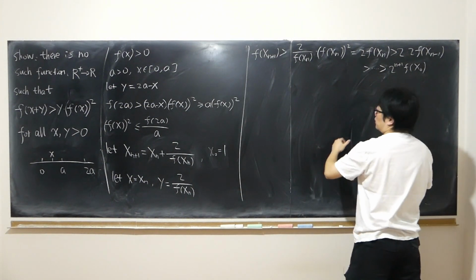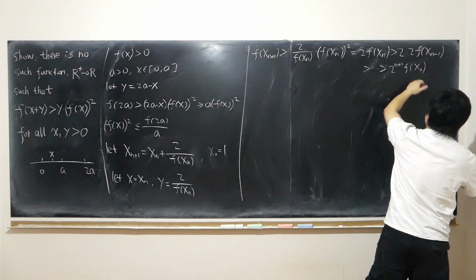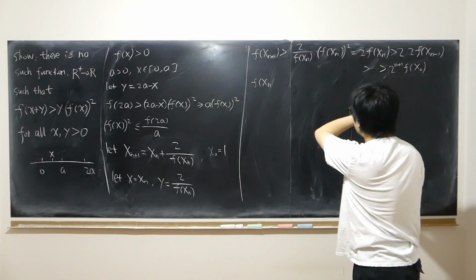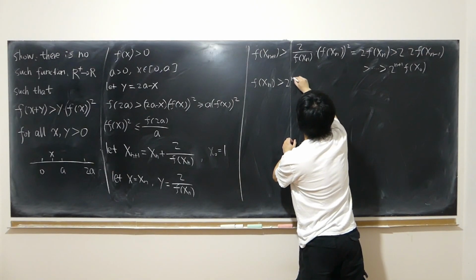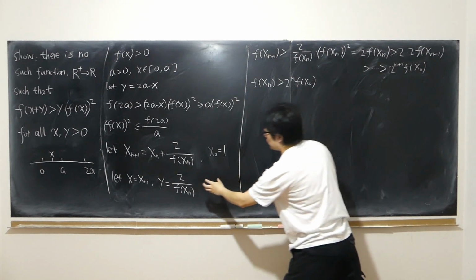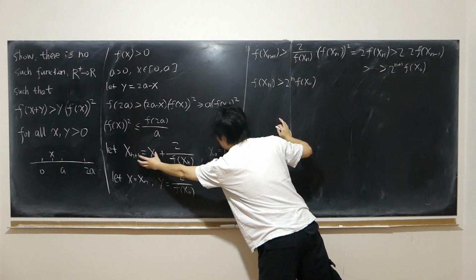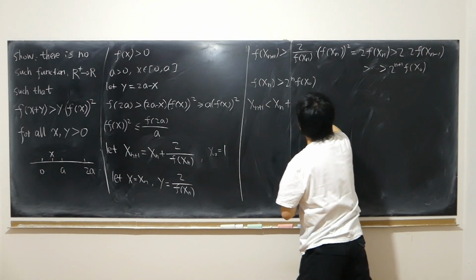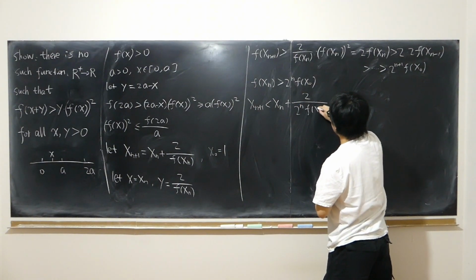So here, since f of x_n is greater than this bit, which means f of x_n is in fact greater than 2 to the power of n times f of x_0. Right? So if I replace this with this in here, this is greater than that. So this must be smaller than, right? So x_{n+1} is smaller than x_n plus 1 over this bit, 2 to the n f of x_0.